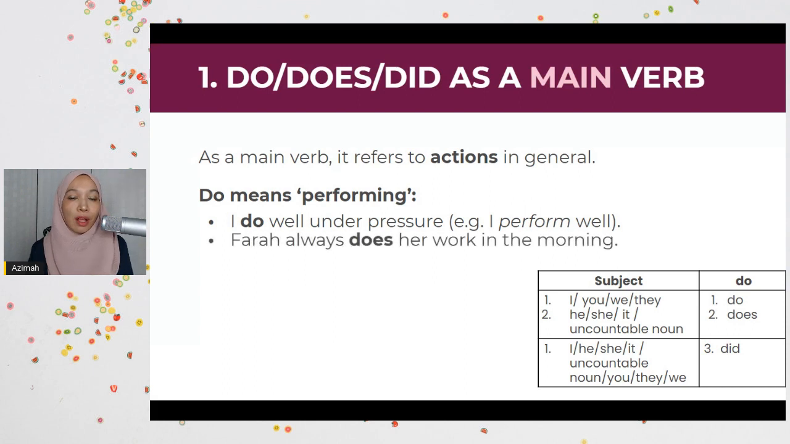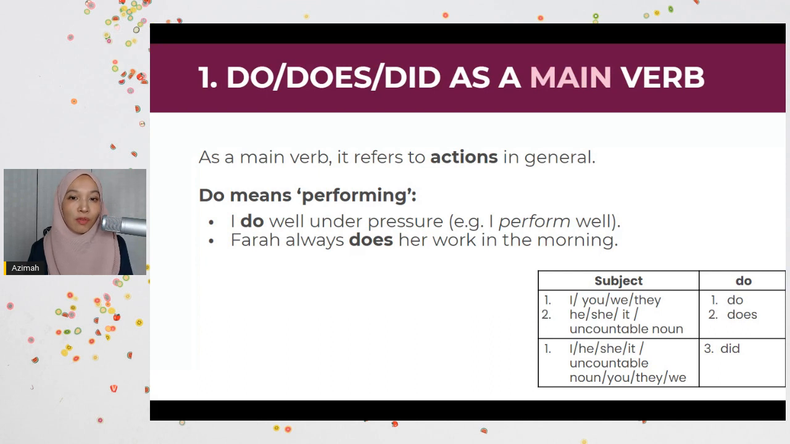Here's another example. Farah always does her work in the morning. So she does her work. She completes her work. She performs, right? She does her work in the morning. So that's do, does, and did as a main verb. And I've given you an example of do and does in this case. Okay.